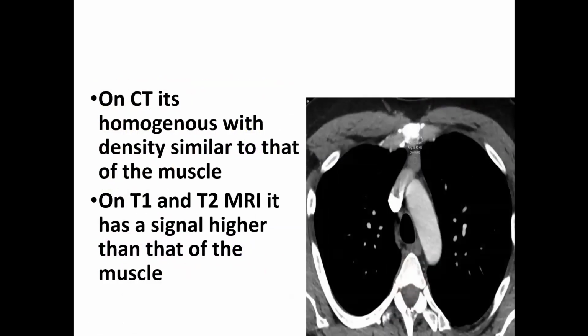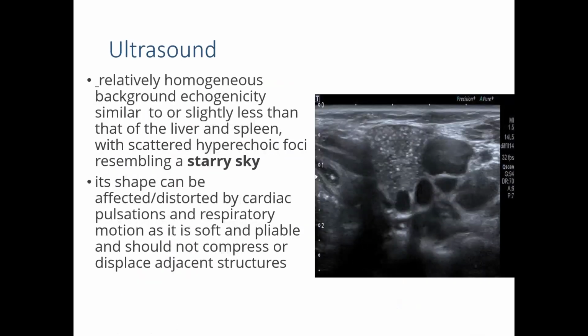On CT scan, the thymus is homogeneous with a density similar to that of muscle. On MRI, it has a high signal, more than that of muscle. By ultrasound, it is homogeneous with multiple hyperechoic foci, which is called the starry sky. Also, it is pliable in children and should not compress or displace adjacent structures.